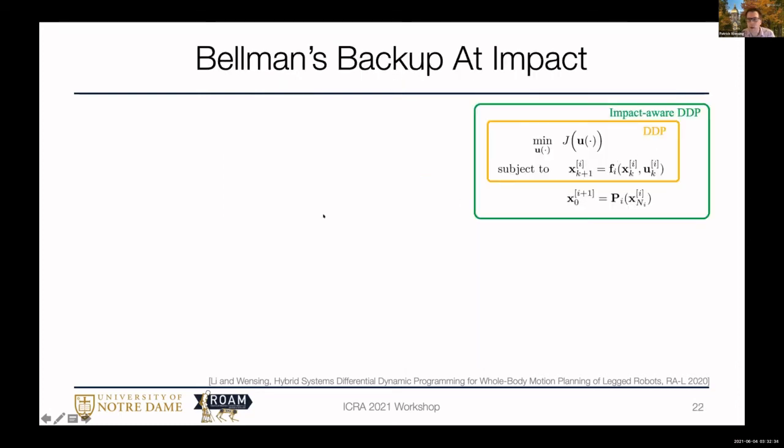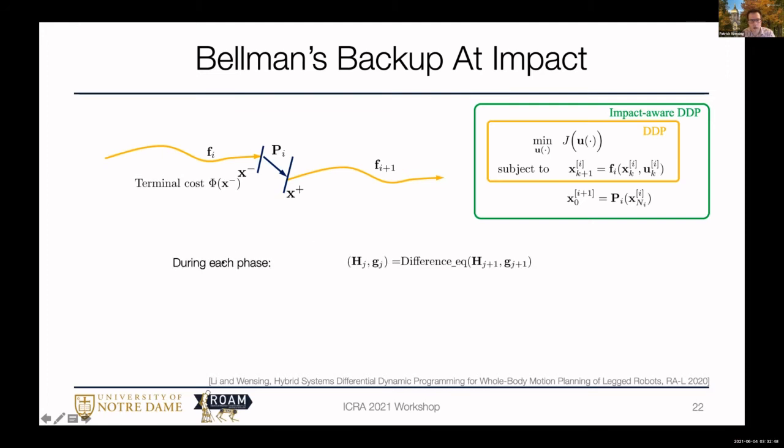In terms of our impact aware DDP strategy, let's imagine that I've got some continuous dynamics here. We might imagine f_i as some flight dynamics. Then we've got our reset map and then some stance dynamics. So we know that during each of these continuous phases, we can use the strategy from before in order to understand how the optimal cost to go evolves through time. But the question is, how do we address this impact event? How do we relate the cost to go after impact with the cost to go before the impact?